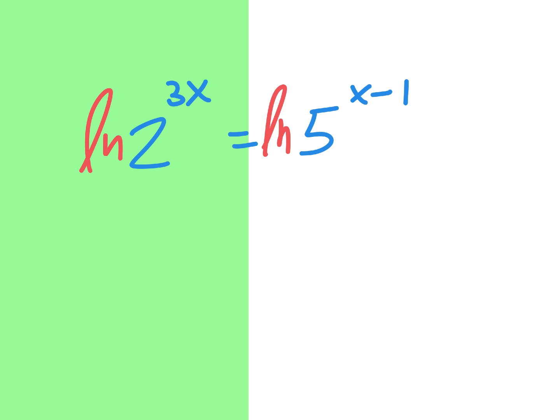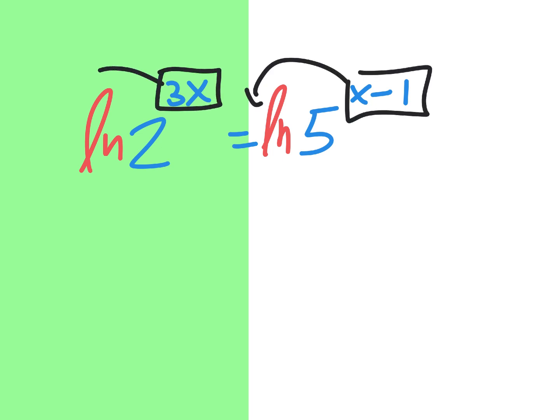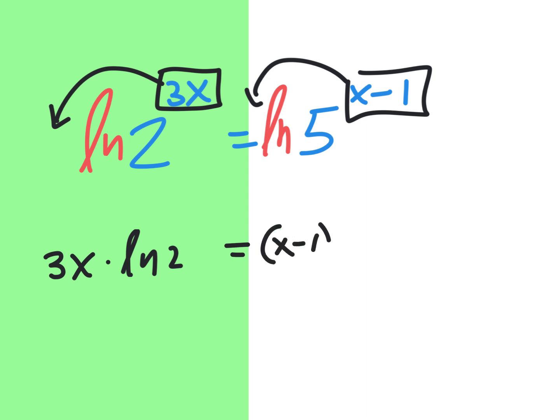It's all right. Get somebody else. Volunteers. Sylvia. Exponent. So that goes down to the front, and that goes down to the front. Okay. 3x times ln 2 equals (x minus 1), notice I'm putting it in parentheses so I don't by accident separate those two, times ln 5.